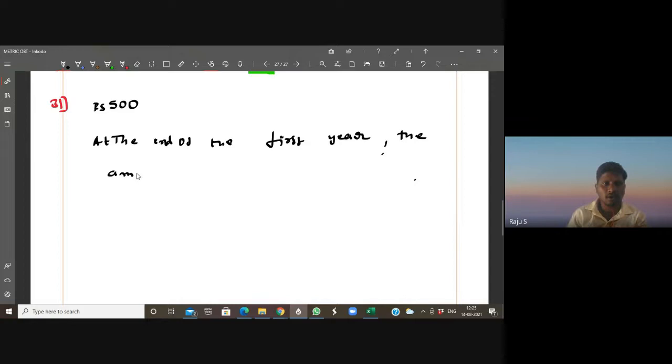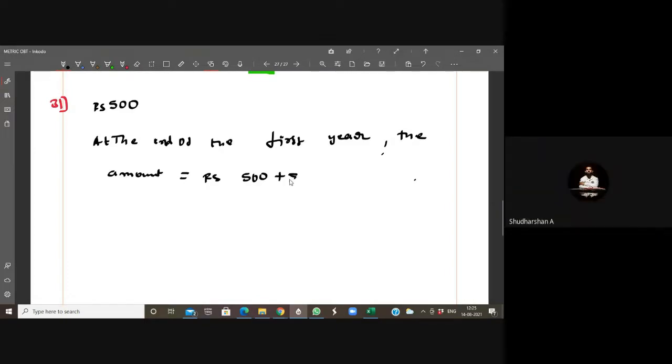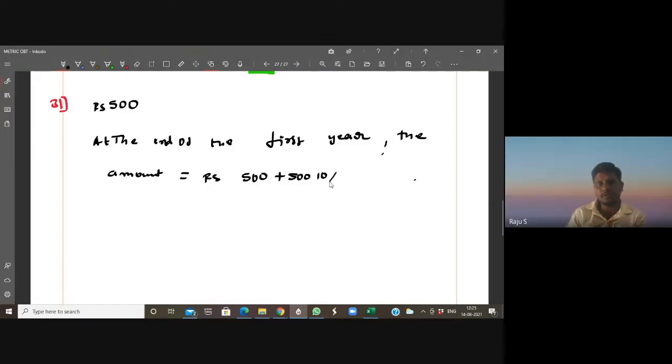Amount is equal to rupees 500 plus 10%, that is 500 into 10%. Taking 500 common, it will be 500 into 1 plus 1 by 10, which is nothing but 550. Yes, students, so rupees 550 at the end of the first year.